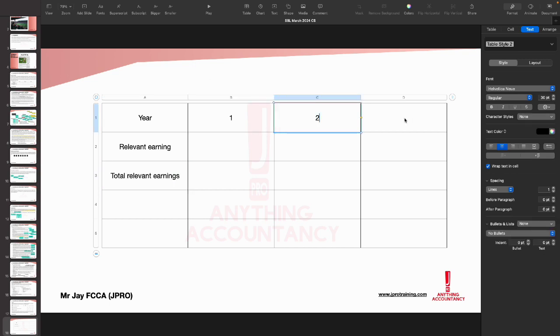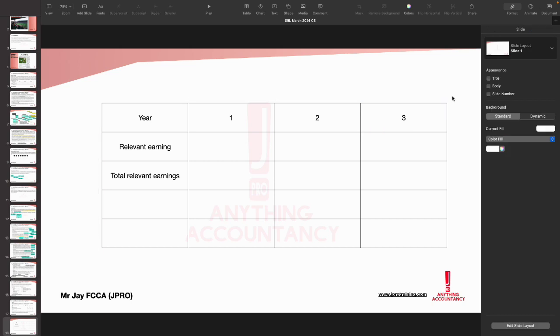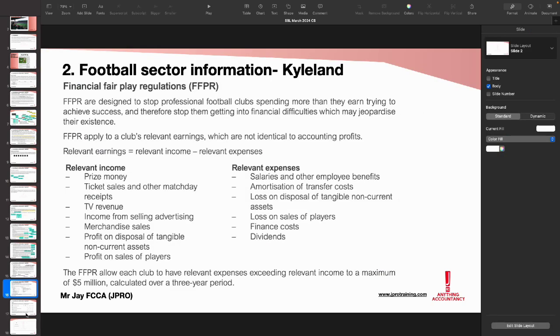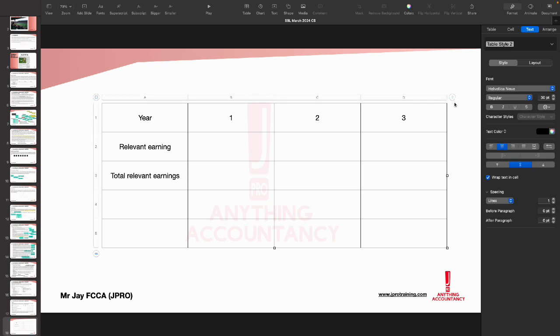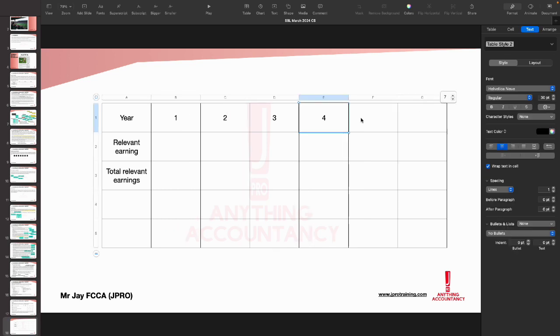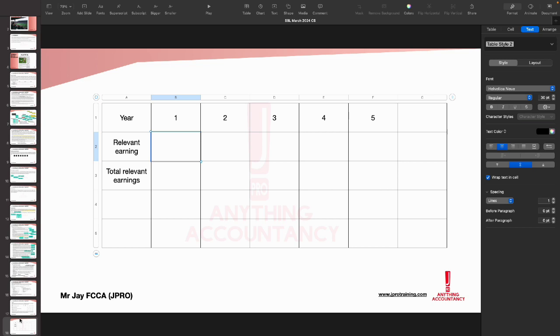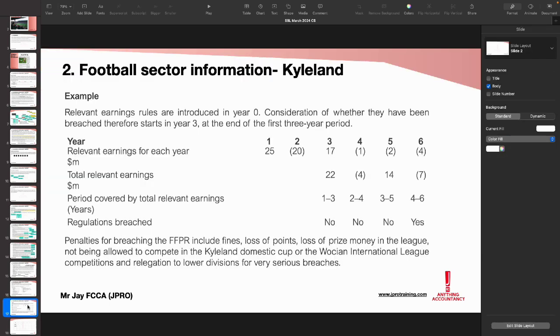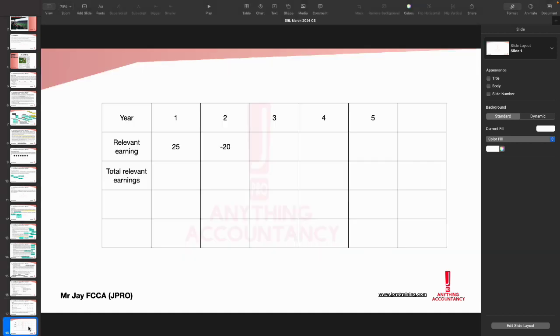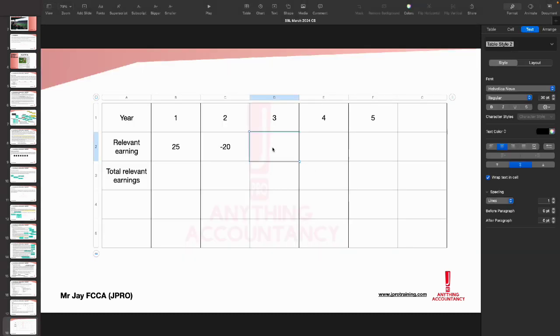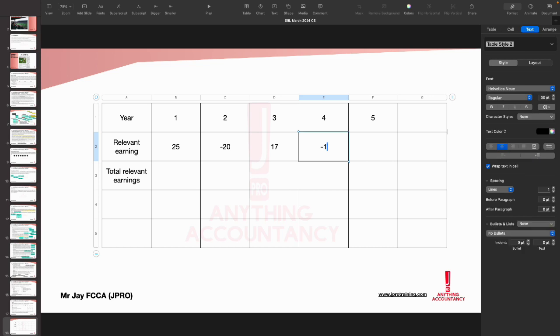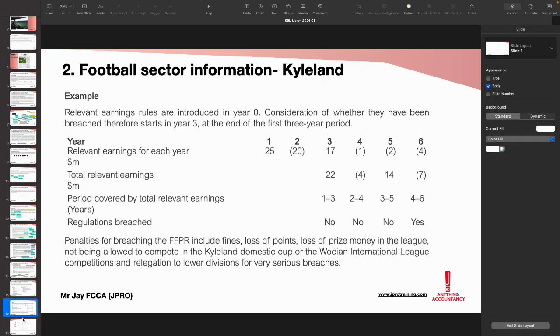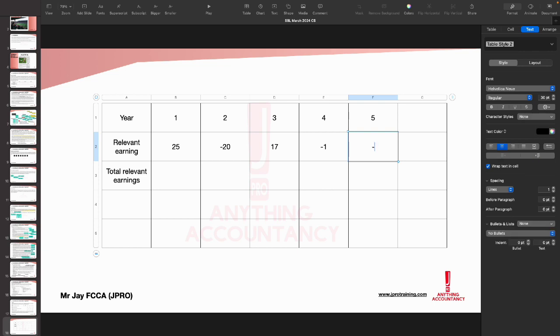So here, year 1, 2, 3, they kind of gave you quite a number of years here. They gave you until year 6. Okay, they showed you until year 6. 4, 5, 6, and then they said, look, this one is 25. This is minus 20. And you had 17. Then you had minus 1, and then you had minus 2, minus 4.